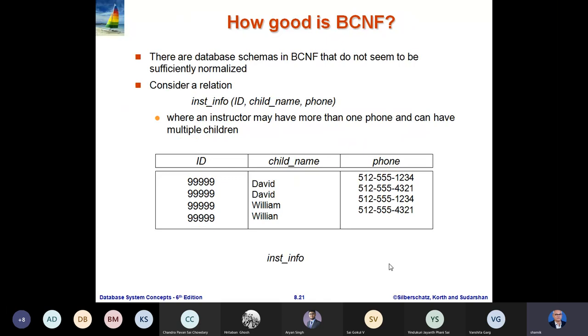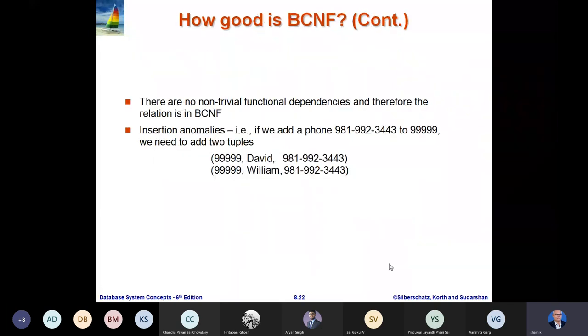But even though it is in BCNF form, we very well understand that it is not a great design, and it has a lot of redundancy. So there could be insertion anomalies, as we have discussed before, because of the redundancy. If we add a phone number 919819992 whatever to 99999, then we have to unnecessarily add these two tuples. If we add only one child name, then it will appear that this phone number is associated with that particular child. So this slide's title is "How good is BCNF?"